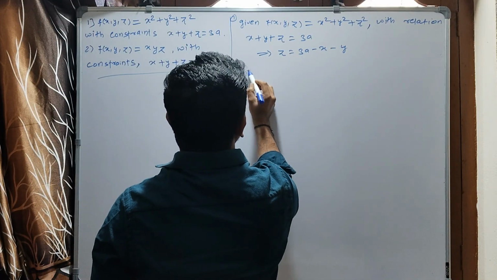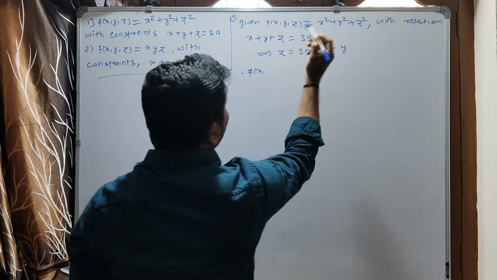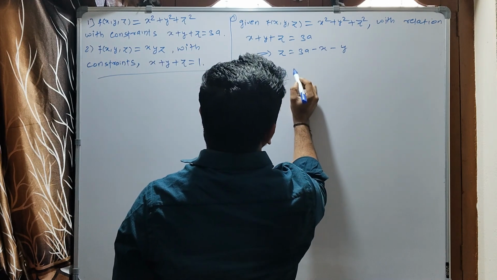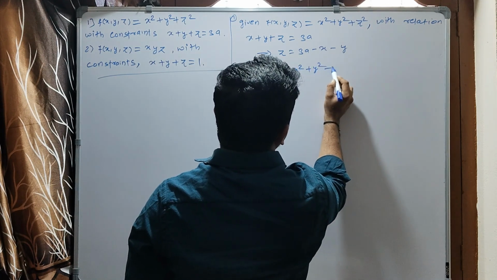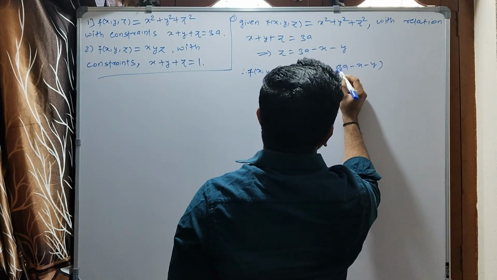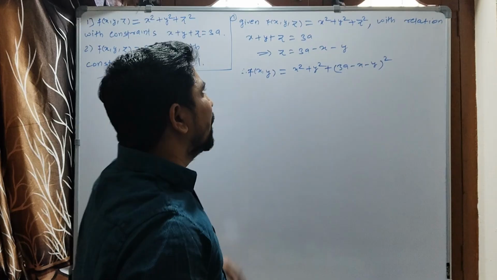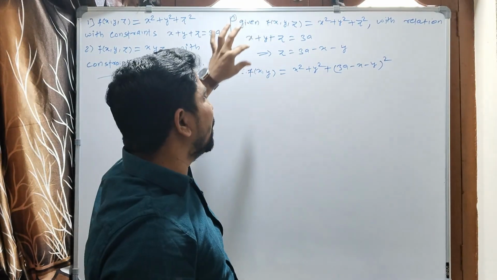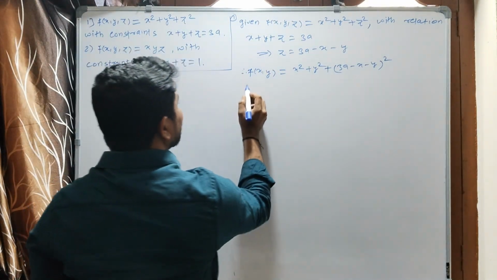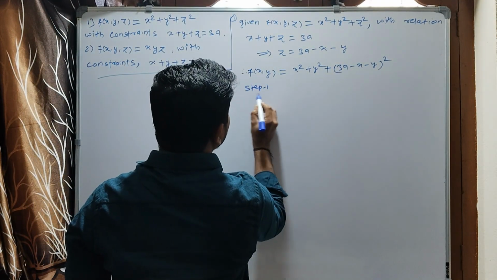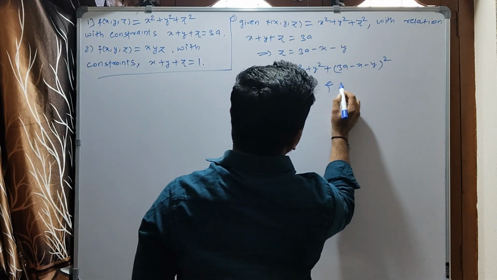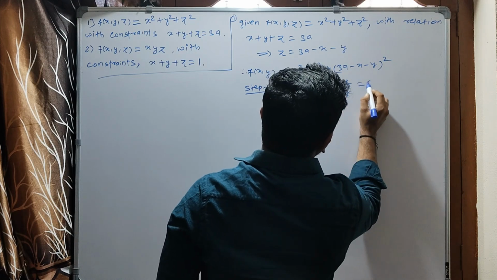Therefore the function becomes f(x, y), writing only x and y because z is not there now, which is equal to x² + y² and in place of z² I am writing (3a − x − y)². Now I want to find the maxima and minima of this function with respect to this constraint. Step 1 for maxima and minima: first we have to solve ∂f/∂x = 0 and ∂f/∂y = 0.